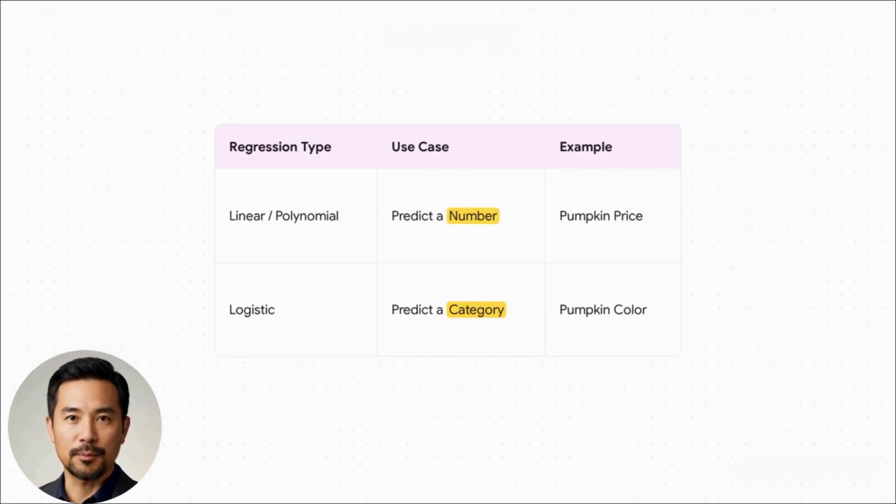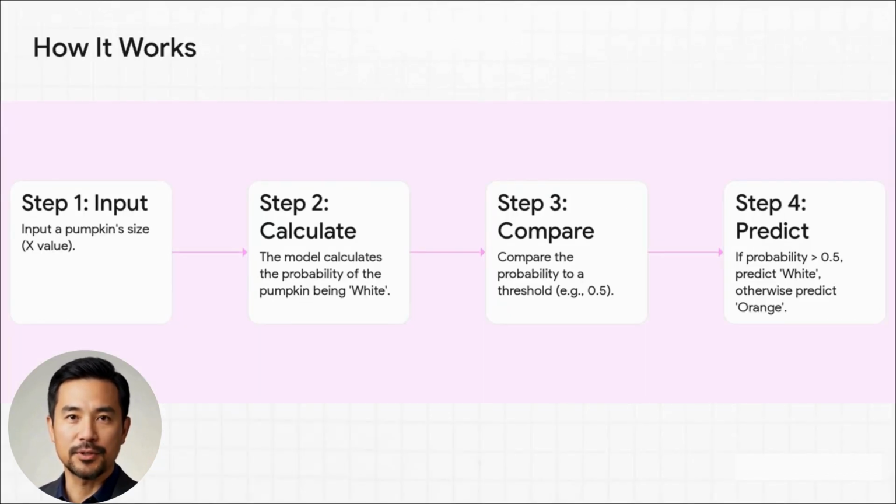This table makes it super clear. When you want to predict a number, like a price, you use linear or polynomial regression. But when you want to predict a category, like a color, that's a job for a different tool called logistic regression. Simple as that. So how in the world does this work? It's actually pretty clever. Here's the breakdown. You give it a pumpkin's size.